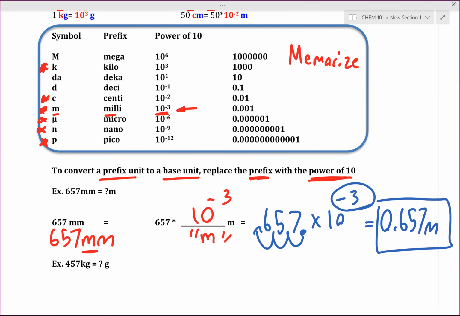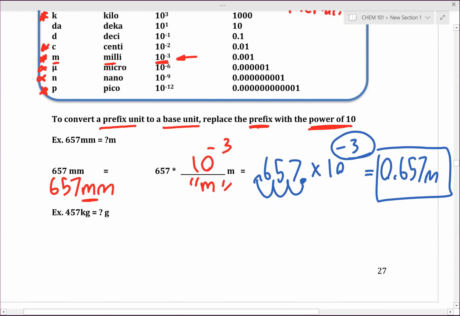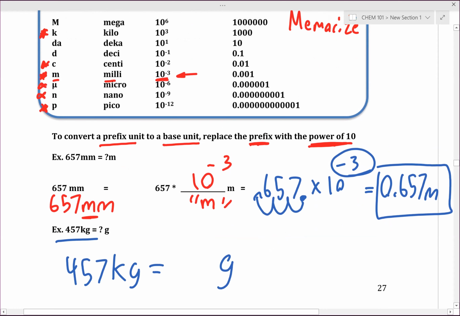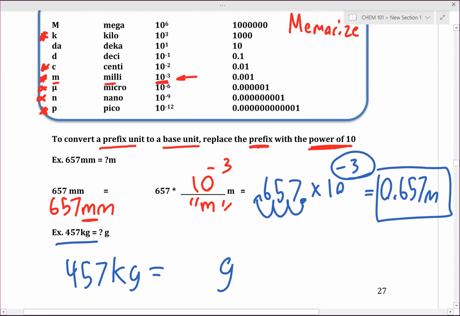I'd like you all to attempt this next conversion. I'd like you to go from 457 kilograms, and I'd like you to tell me that corresponds to how many grams. And I'm going to zoom up a little bit so you can see what the kilo prefix corresponds to.